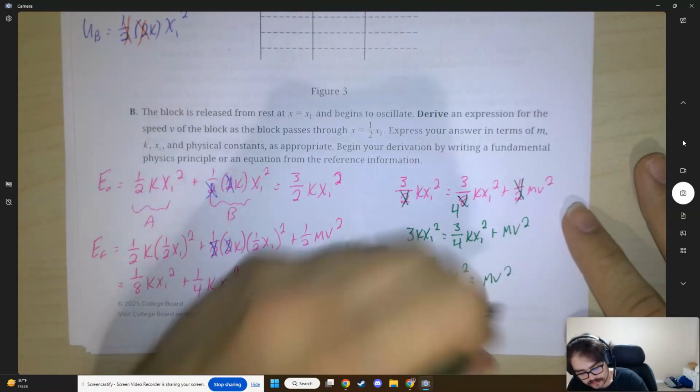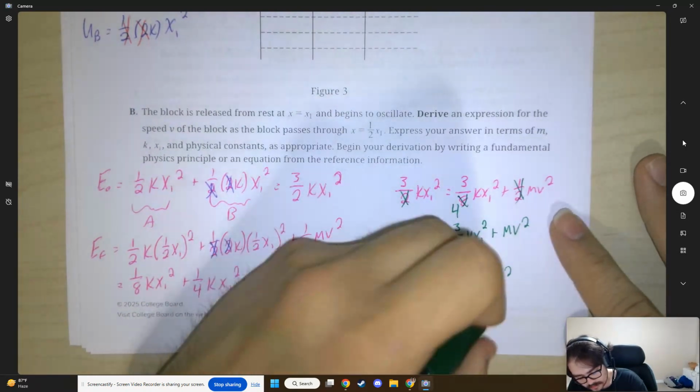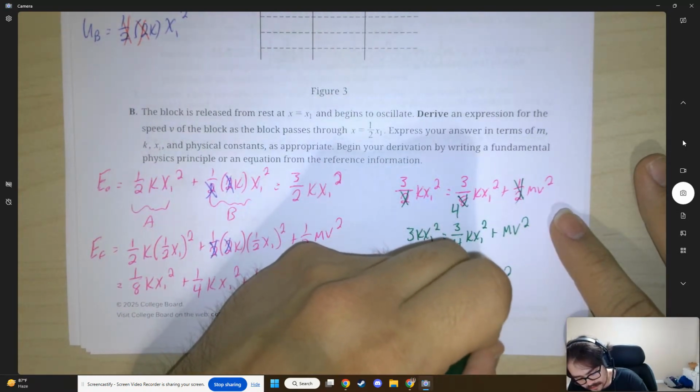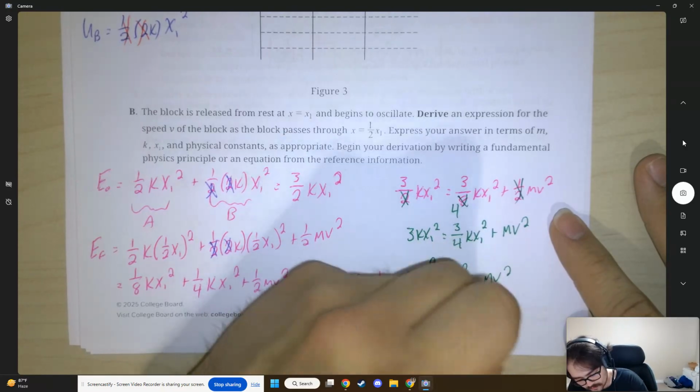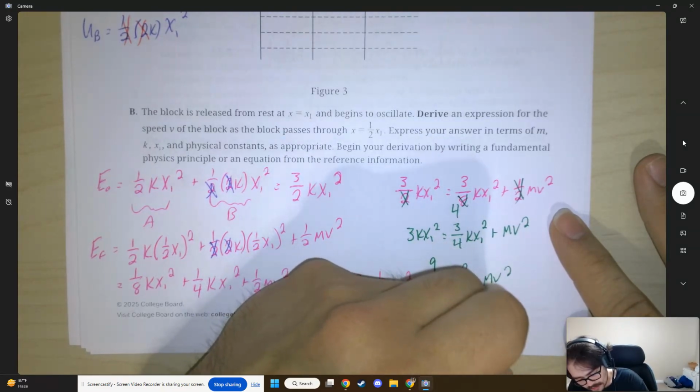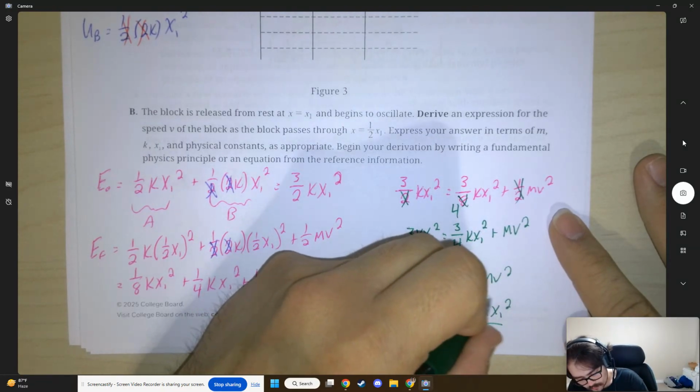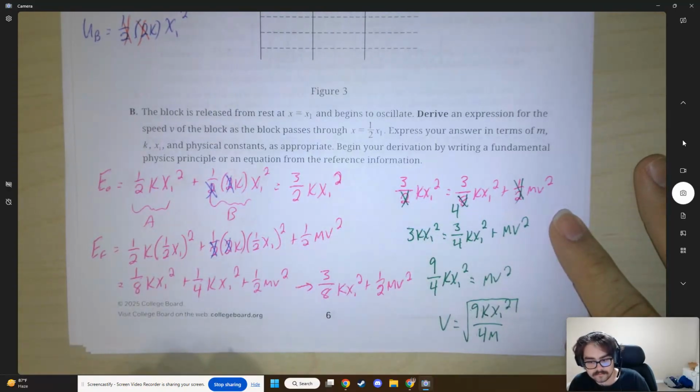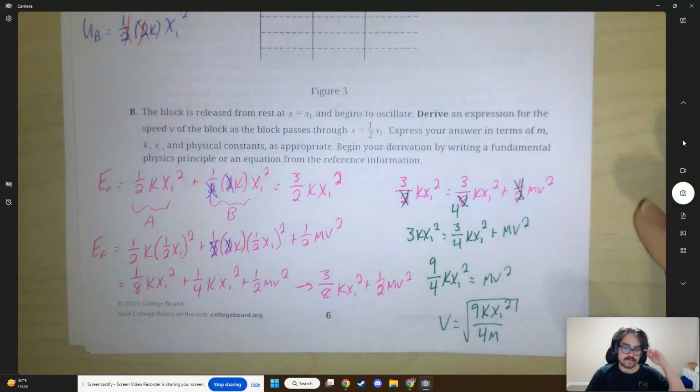So I'm gonna skip those steps really quickly just to show you that it should end up being 9kx sub 1 squared over 4m, and then you square root. Okay. That's not that bad, right?